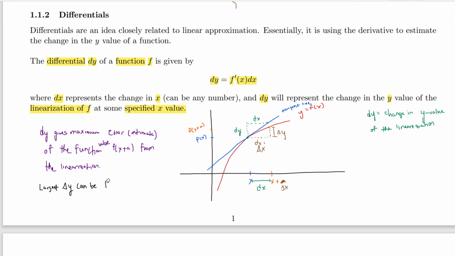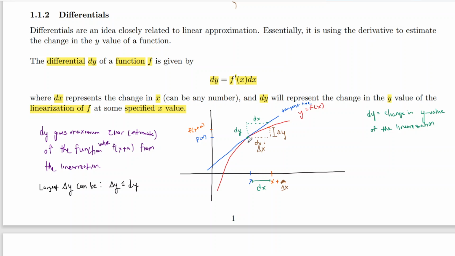And that was supposed to be a colon, but the largest delta y can be. Well, based on this picture, delta y is pretty much less than or equal to dy. Why? Well, because dy, the tangent line, is growing more than the function itself.